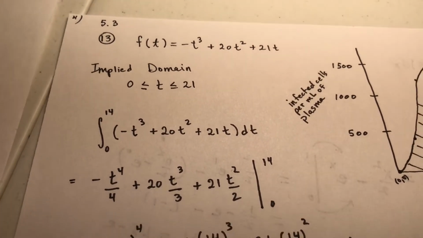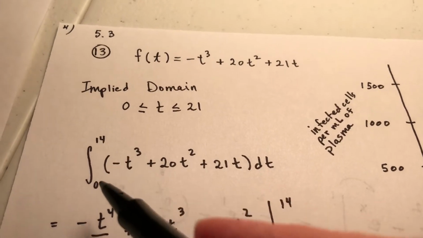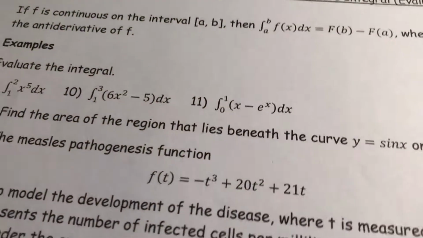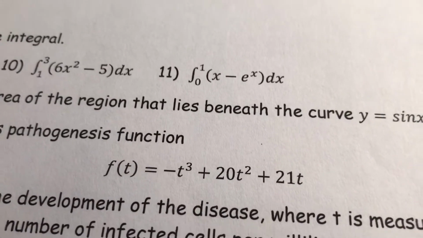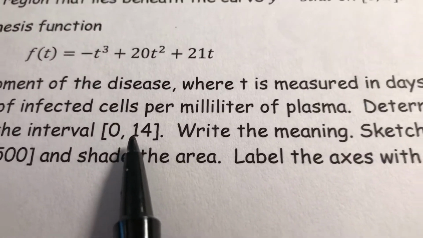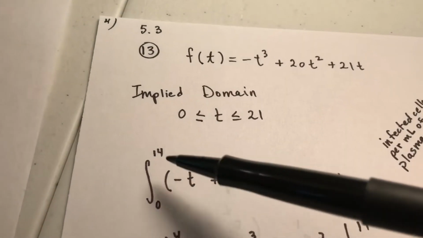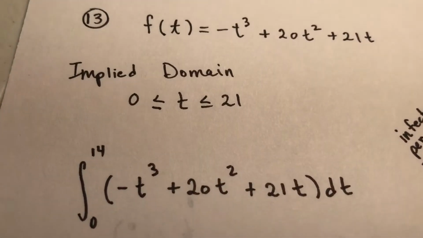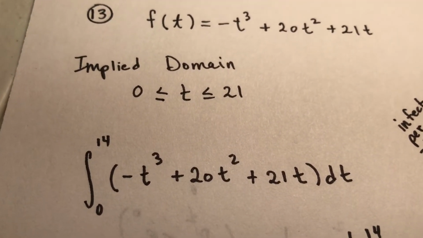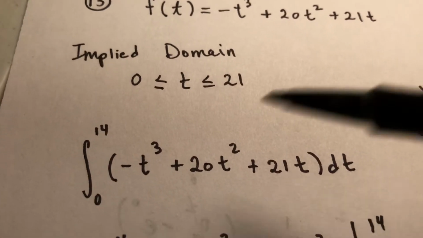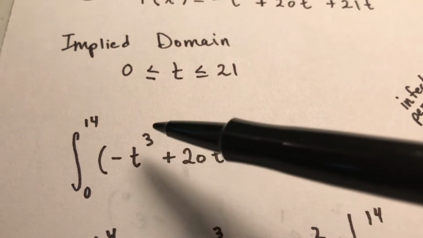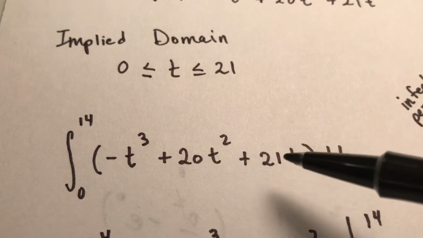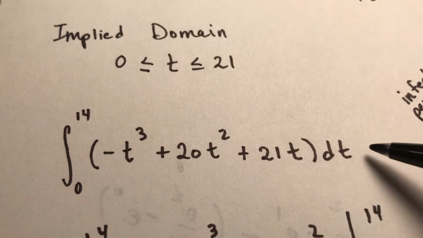Now, let's look at this. We are supposed to calculate the integral from 0 to 14 because it wants to know what the area is on this interval. So I'm going to calculate from 0 to 14 this. So I set it up using my new skills of writing this mathematics. The integral from 0 to 14 of negative t cubed plus 20t squared plus 21t dt.